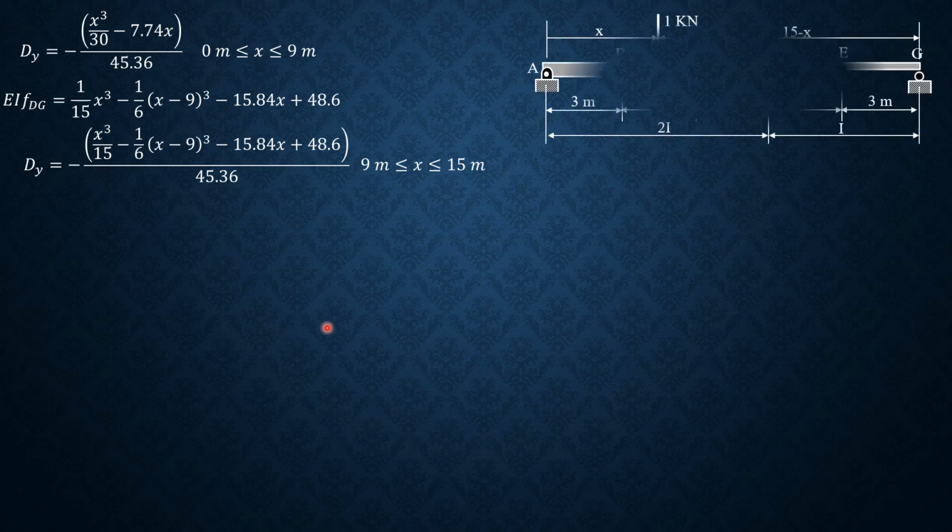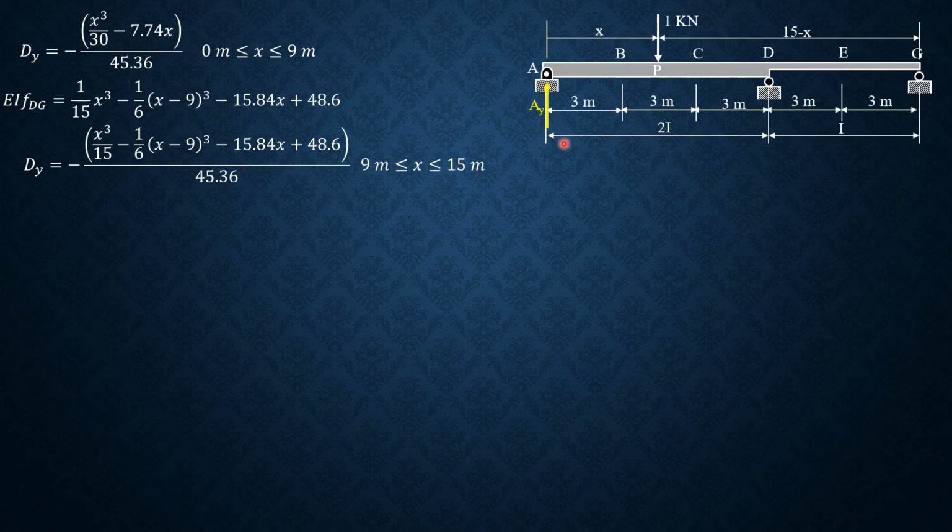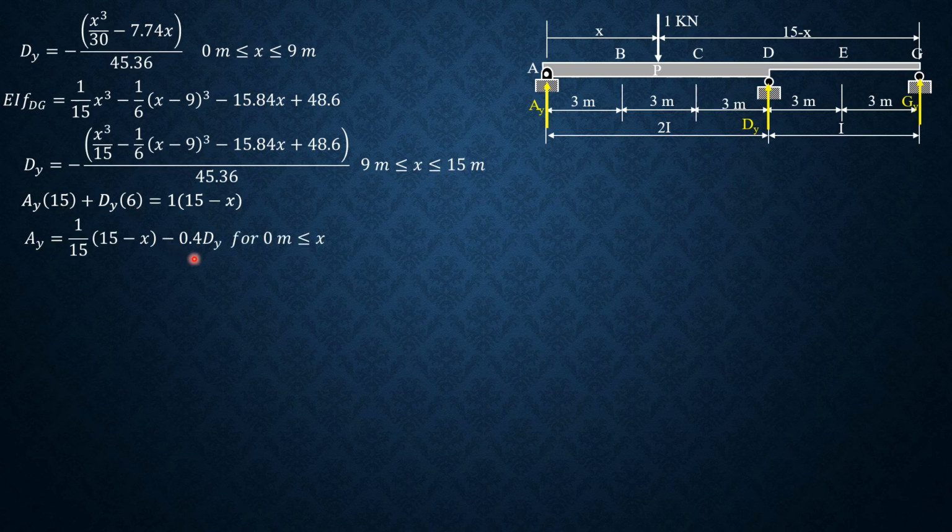We can now plot the ordinates. So this is AY, DY, and GY. If we sum up moments about G, we can derive an expression for AY in terms of dy. So AY times 15 plus dy times 9 equals 1 times 15 minus x. So divide everything by 15, AY equals 1 over 15 times 15 minus x minus 9 over 15, which is 0.6, so 0.4 of dy. This is for 0 less than or equal to x less than or equal to 15.